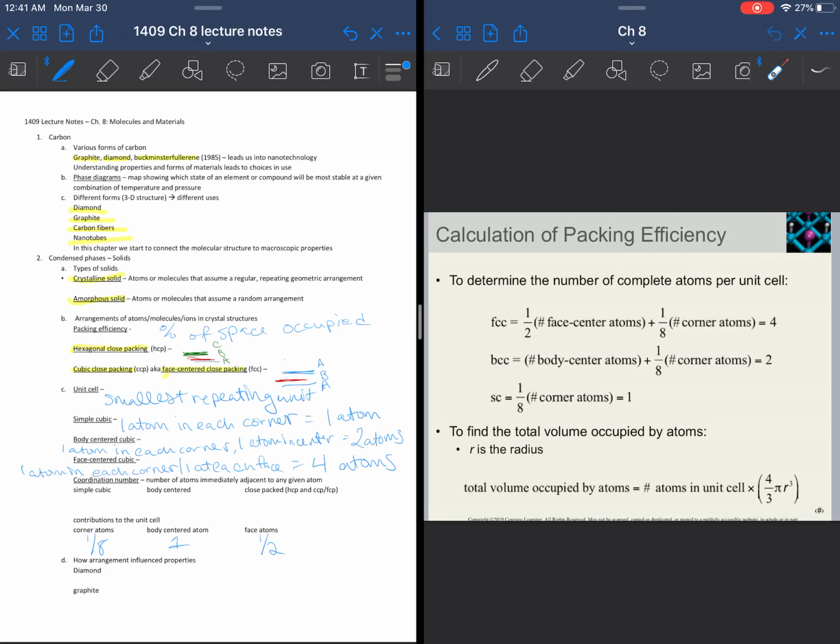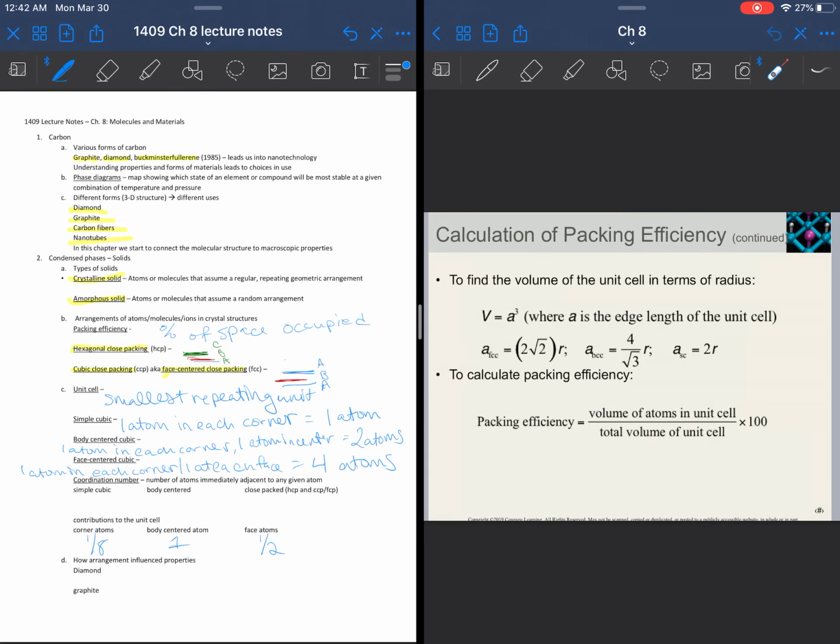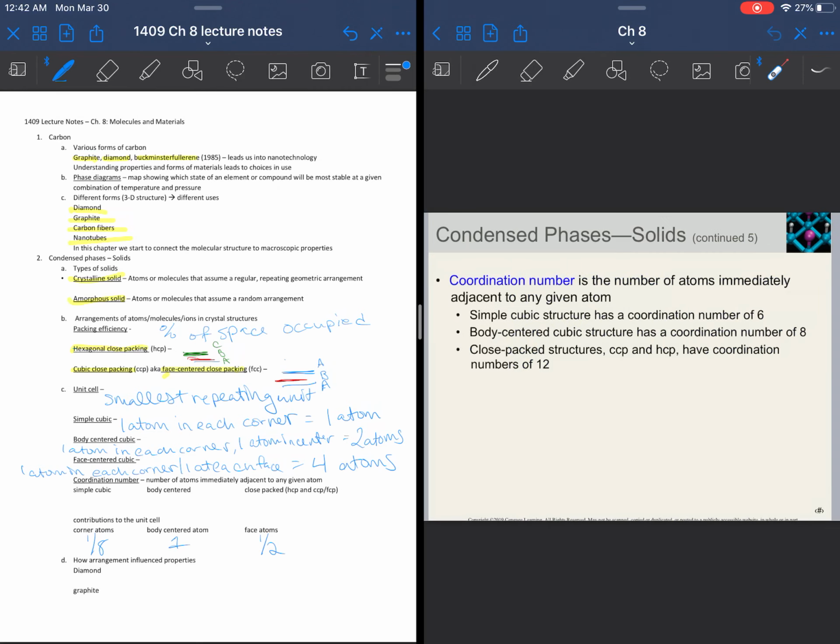There's a little bit of how you can calculate that here on this slide. After that, something that you can skip, but you might find useful in answering perhaps a homework question, is finding the total volume occupied by atoms. You will not be responsible for this math on your exam. So I'm going to keep going.